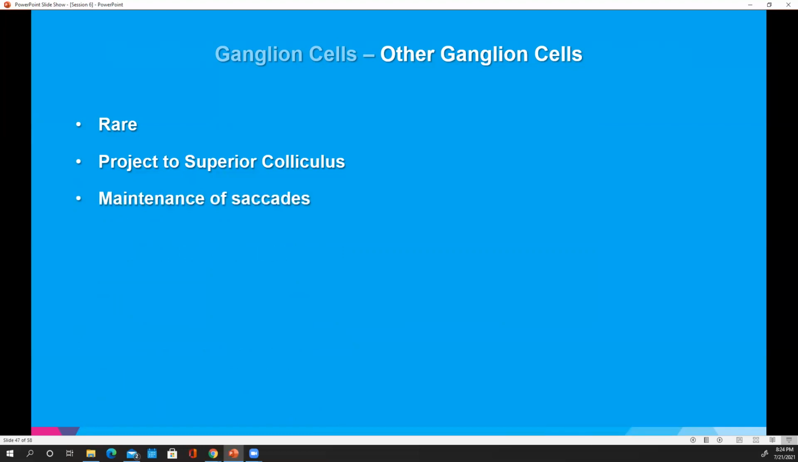They are made about maintenance of saccades. So the answer in this case is this is the ganglion cell that projects to the superior colliculus, which deals with saccades. So superior colliculus, saccades. There's an S and a C and an S and a C. Love it. Makes sense, right?